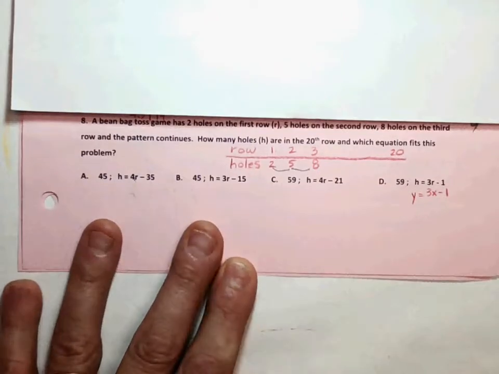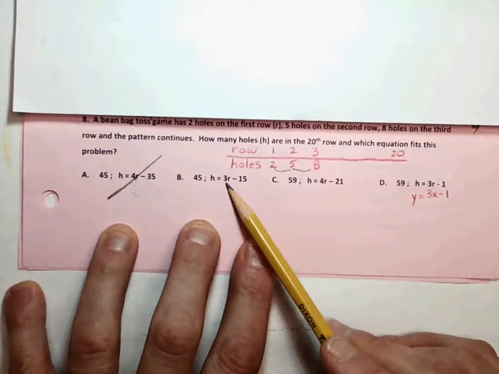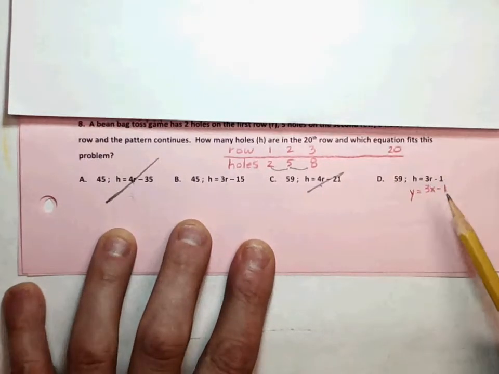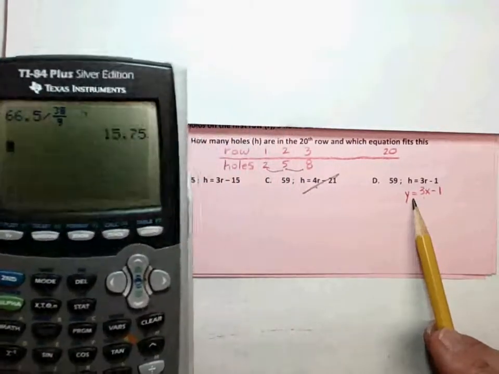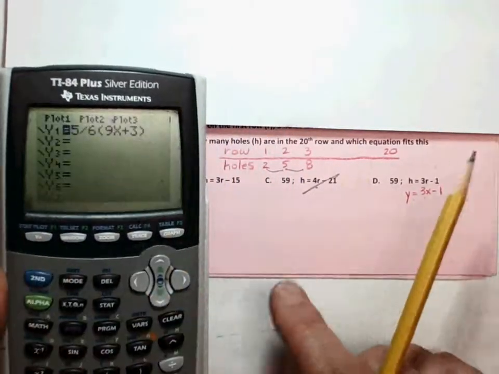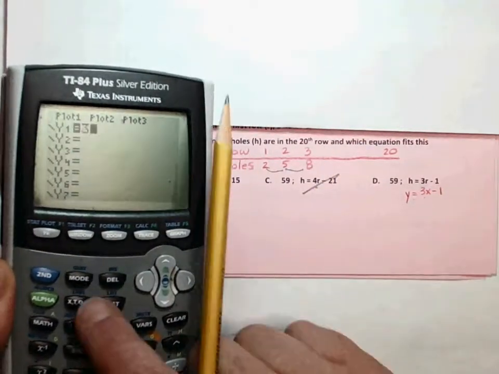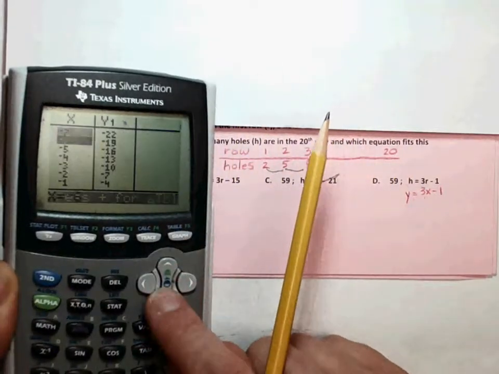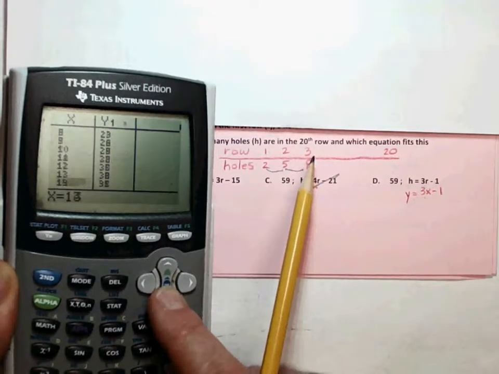This has a rate of change of 4. Don't pick it. This has a rate of change of 3. This has a rate of change of 4. This has a rate of change of 3. Now, just put these in your calculator, test them out, and here we go. Y equals, and I'm going to type in 3x minus 1, and I'm going to go to my table, and I'm going to scroll to what row? I want to scroll to 20.